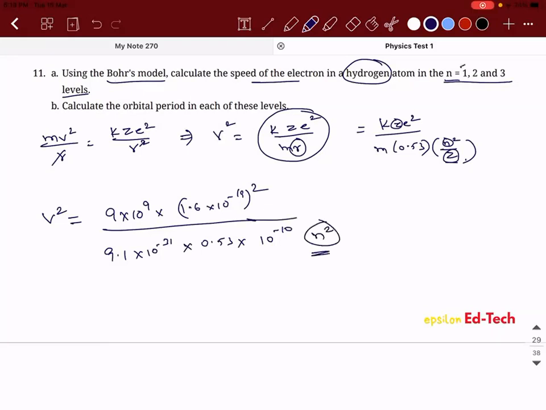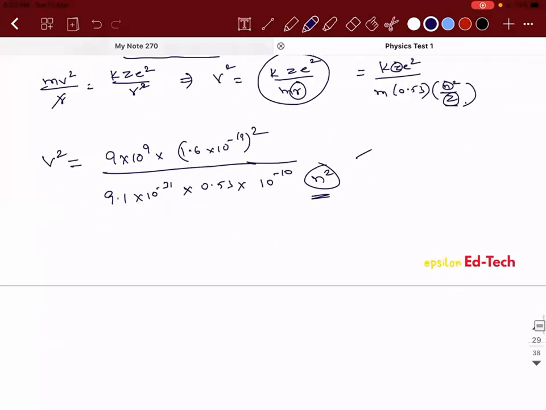Now in this n square put 1, 2, 3, you will get 3 different answers, and those are the velocities they are expecting. Okay. Don't worry, the problem will not be this complicated in calculating the values. If you know how to derive it, that's enough. Okay. Second, you need to calculate the orbital period in each of these cases.